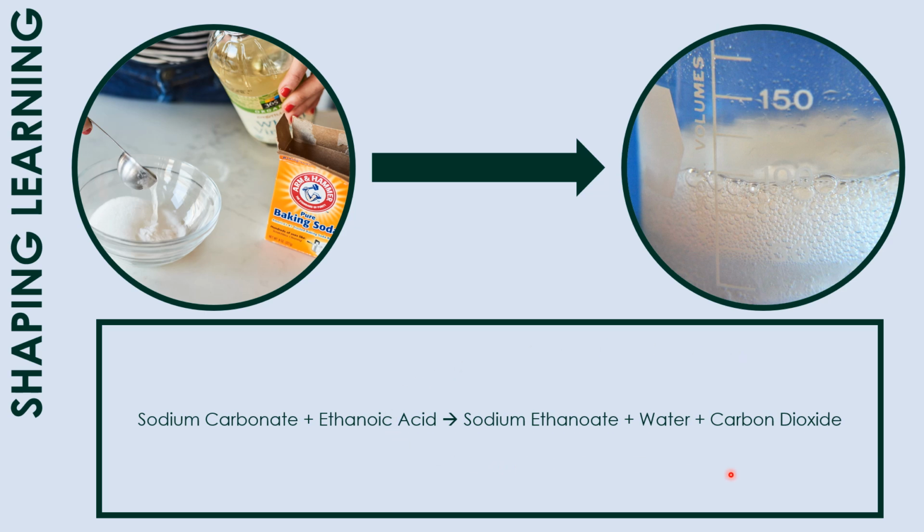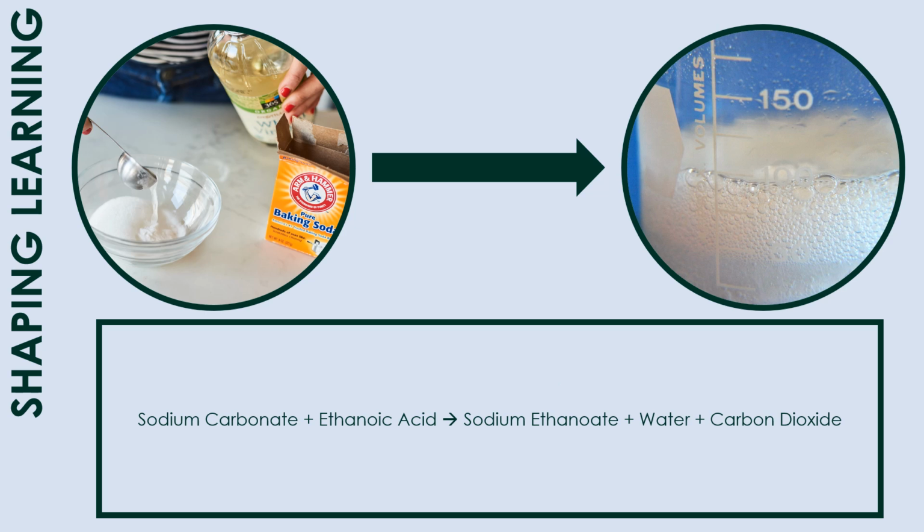Those are the things that are being made in this reaction. And the bonds in the reactants are being broken. And for this to be a chemical reaction, we have to form new substances where new bonds have been made. And so those chemical bonds have been made to make these new substances.